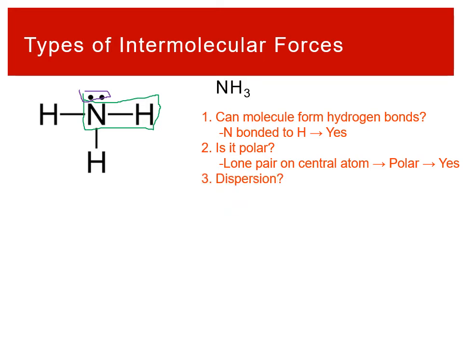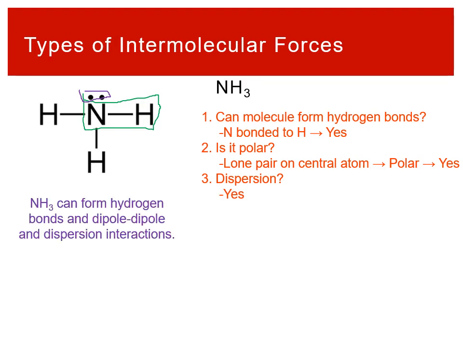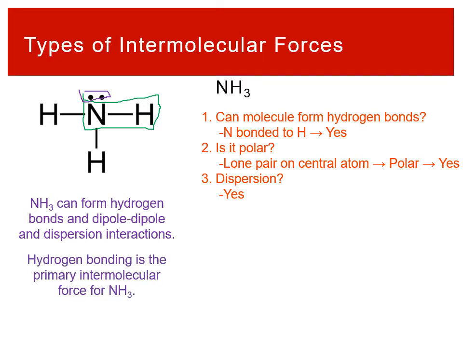Can it form dispersion? Yes, yes, yes. Dispersion's always yes. So ammonia can form everything. It can form hydrogen bonds. It can form dipole-dipole interactions, and it can form dispersion interactions. But hydrogen bonding is primary.